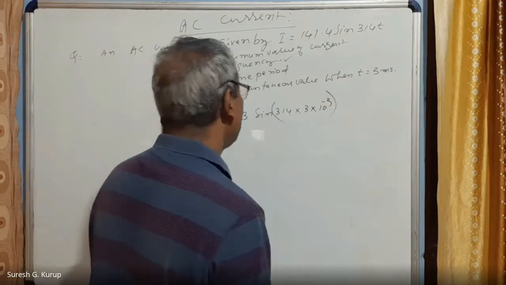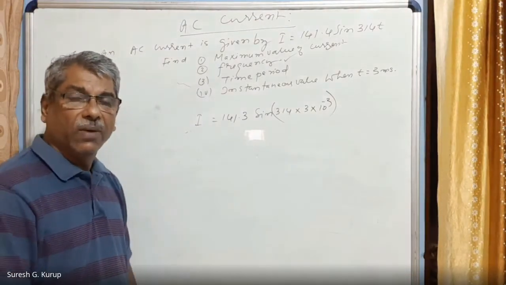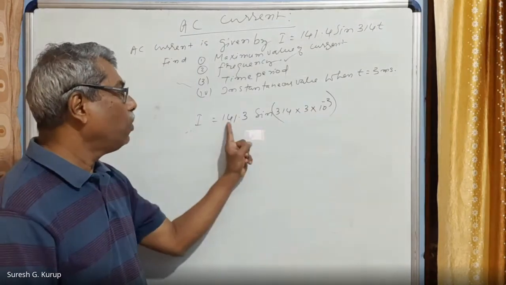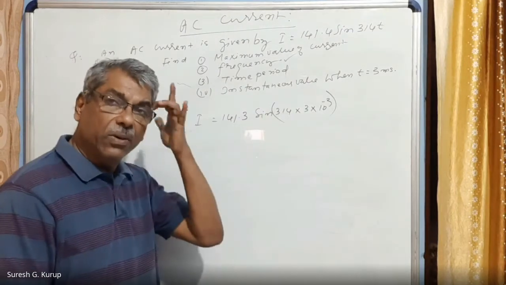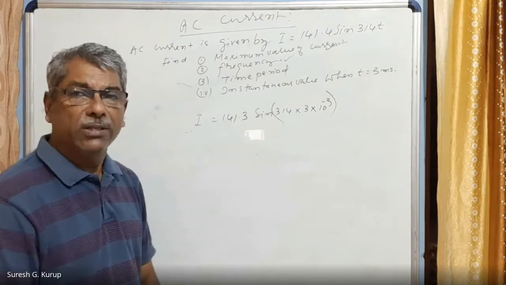This we have to calculate. What is the value of this current? What is the instantaneous value of current when time t is equal to 3 milliseconds in i = 141 I0 sine omega t? t is equal to 3 milliseconds, which is 3 into 10 raised to minus 3 seconds.